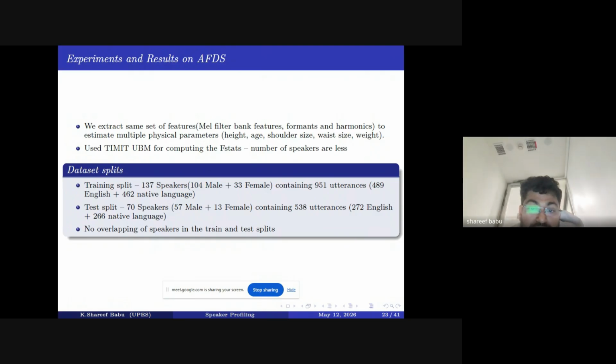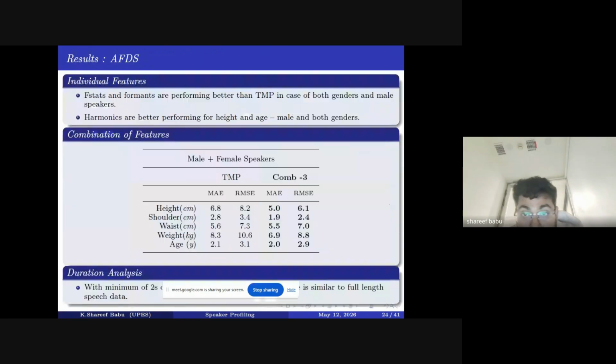So then what we observed is, here one thing we have tried that is unique: this dataset has a limited number of speakers, so we used the TIMIT UBM for computing the first order statistics on this particular dataset. That helped us in achieving better numbers.